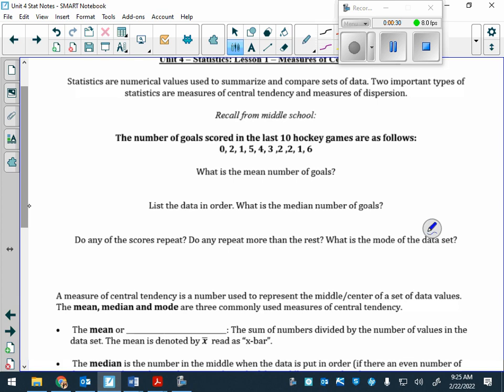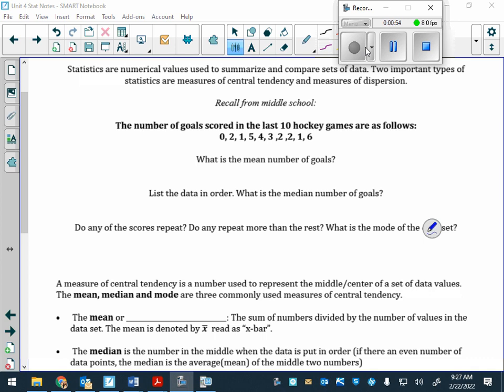The number of goals scored in the last 10 hockey games are as follows. What is the mean number of goals? List the data in order. What is the median? Do any of the scores repeat? As a recall, I want you to quickly do this first problem. We should know how to do this.